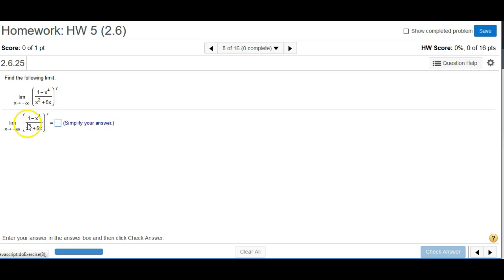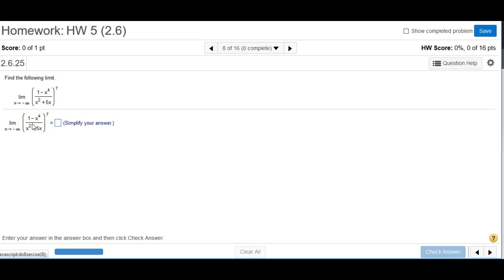Now the inside function is just a rational function, a polynomial divided by a polynomial. When you take the limit of a polynomial as x goes to plus or minus infinity, in this case minus infinity, you want to take every term and divide it by the highest power of x that you see. So in other words, I multiply the numerator by 1 over x to the fourth, and the denominator by 1 over x to the fourth, and then take the limit piece by piece.